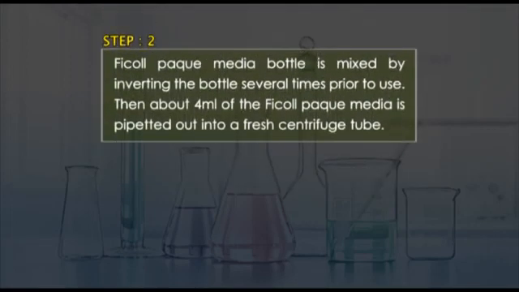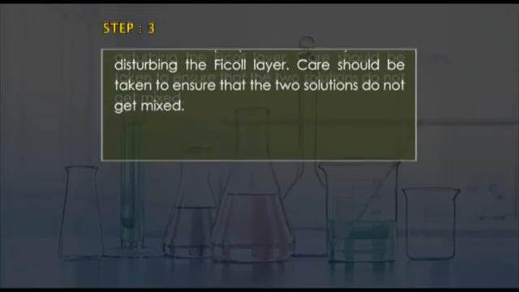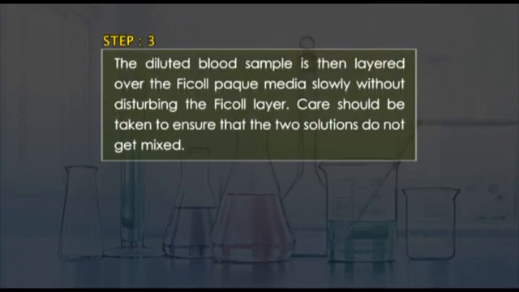In step 2, the Ficoll-Paque media bottle is mixed by inverting the bottle several times prior to use. Then about 4 ml of the Ficoll-Paque media is pipetted into a fresh centrifuge tube. In step 3, the diluted blood sample is layered over the Ficoll-Paque media slowly without disturbing the Ficoll layer. Care should be taken to ensure that the two solutions do not get mixed.